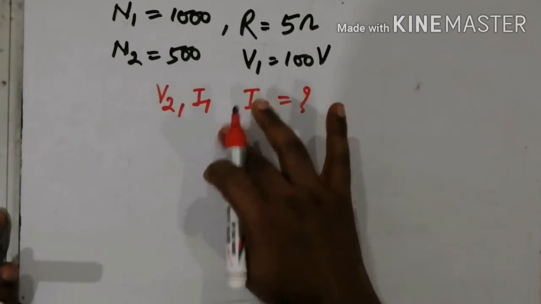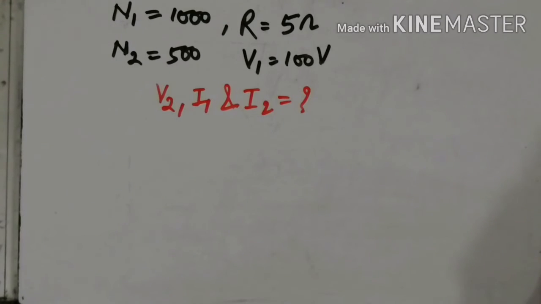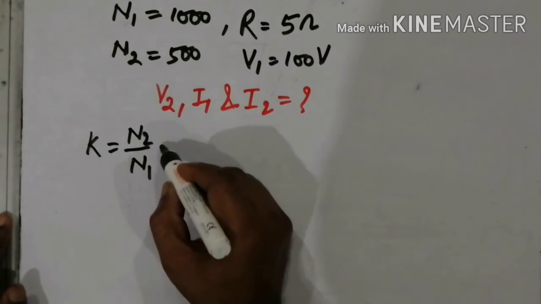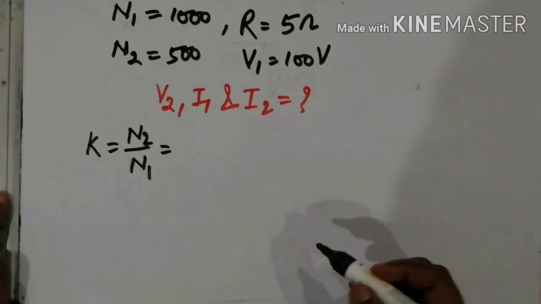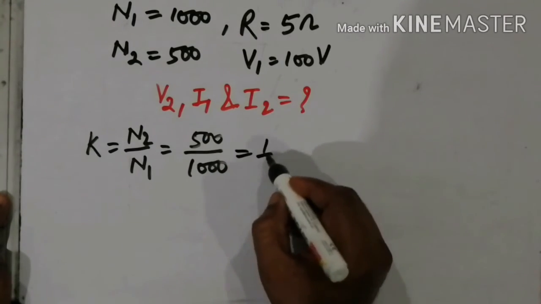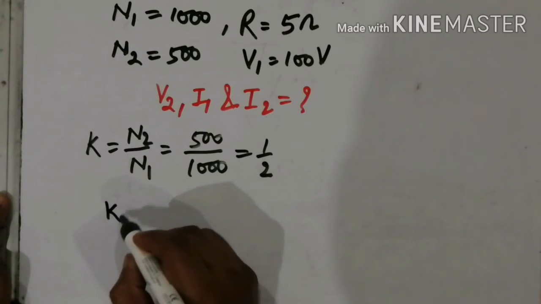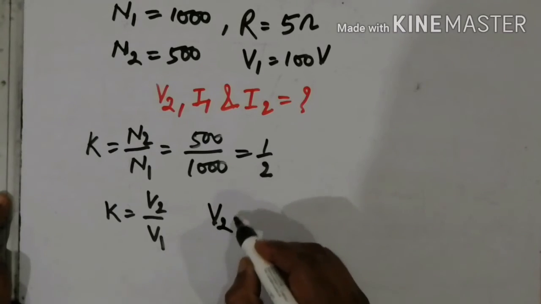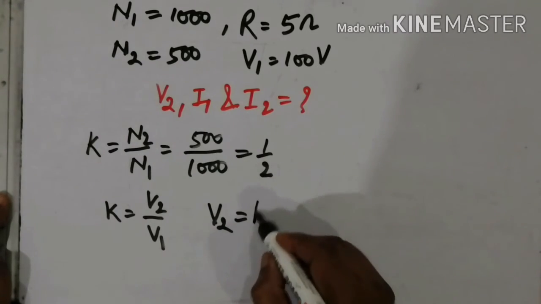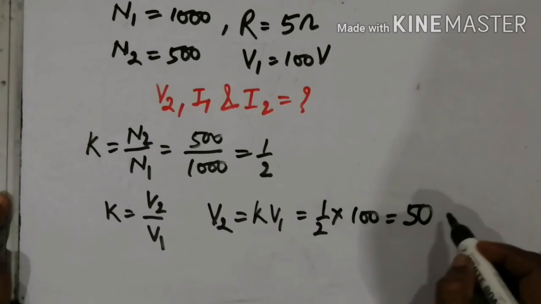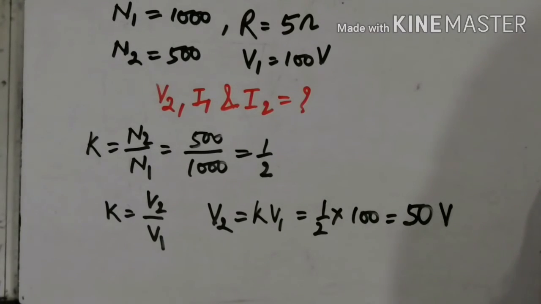These are the data for this question. First of all, calculate K, that is N2 divided by N1. K is known as the transformation constant. It is 500 divided by 1000, it becomes 1 upon 2. And K is also equal to V2 divided by V1. V1 is given to you, so we can calculate the secondary voltage, that is V2. It is K times V1, 1 upon 2 into 100, which is nothing but 50 volt.